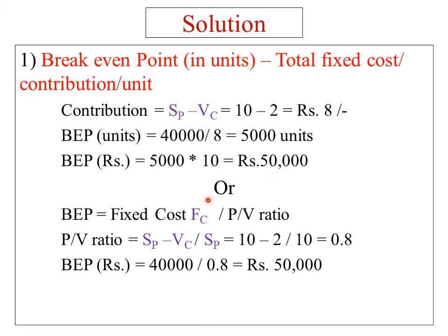Or you can also calculate break-even point in another way. The other formula is break-even point is equal to fixed cost upon P by V ratio, profit to volume ratio. P by V ratio will be equal to selling price minus variable cost upon selling price, so it is coming as 0.8. So 40,000 divided by 0.8 is coming as 50,000. So the answer will be the same using both methods.